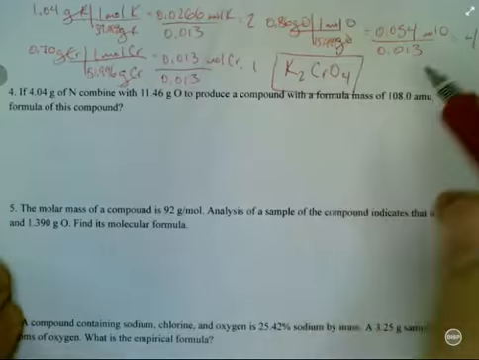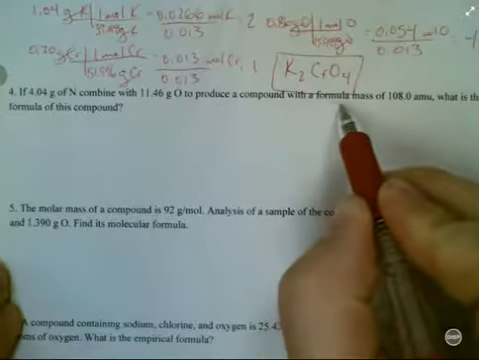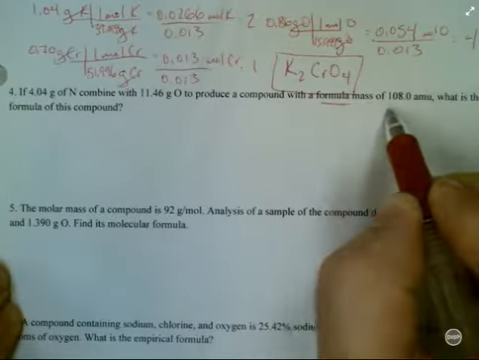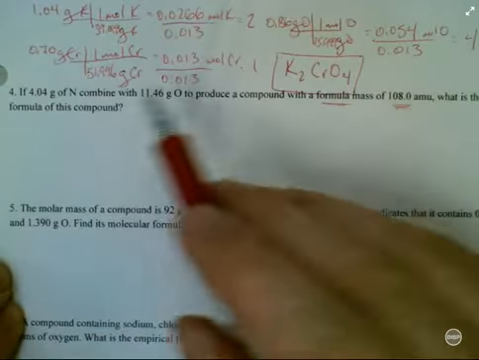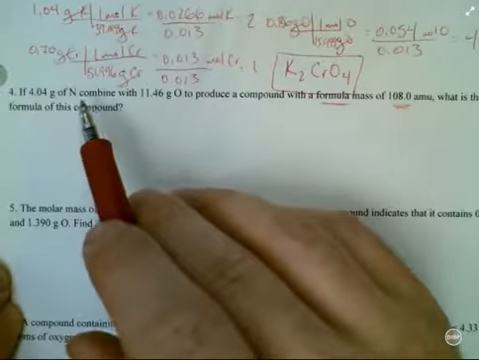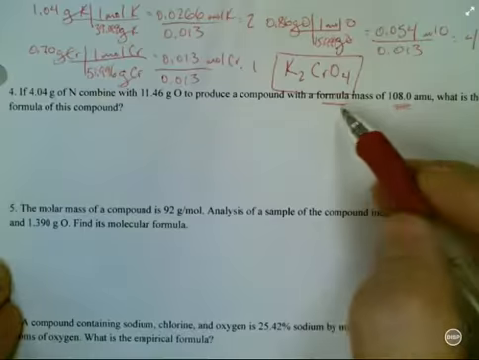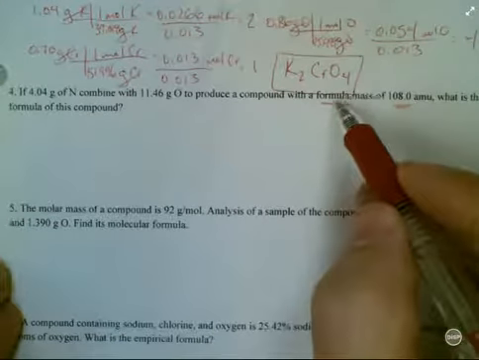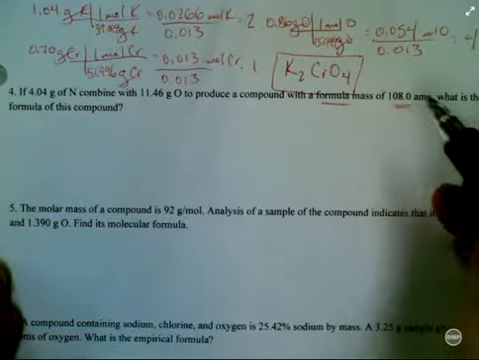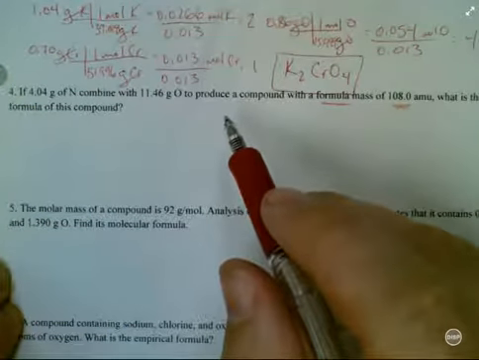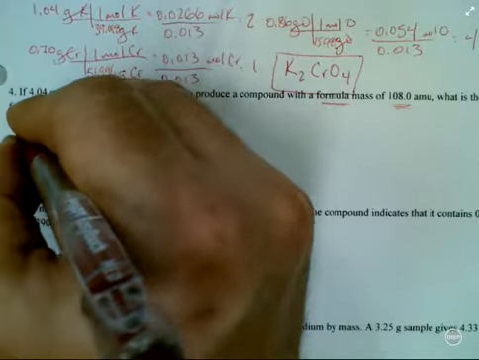So, we know the mass of the actual formula, 108.0 AMU. So, what I'm going to do is calculate the empirical formula. Then I can calculate the formula mass of the empirical formula, compare that to this 108.0, and boom, I can figure out that molecular formula. But first, let's start.